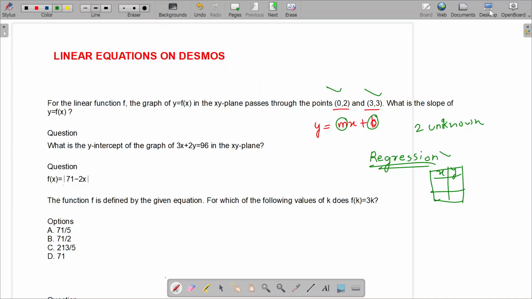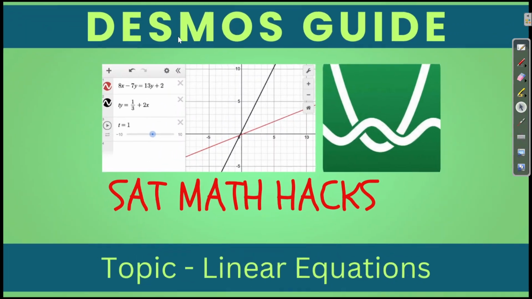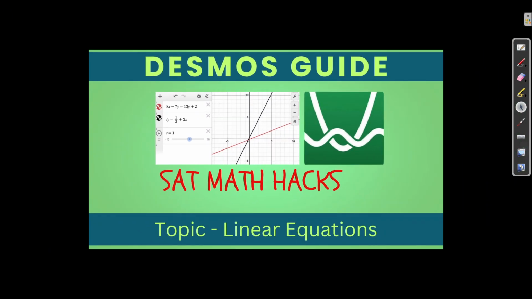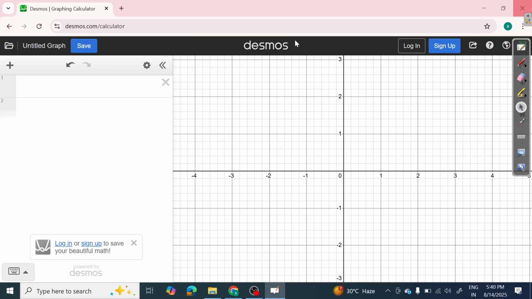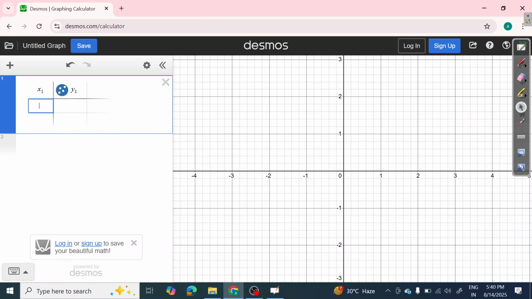So I have these 2 points, (0, 2) and (3, 3). For the first question, the first step is to click on this plus symbol and insert a table. In the table you have 2 points, x1, y1. You already know the coordinates, (0, 2) and (3, 3). Only 2 points are given.